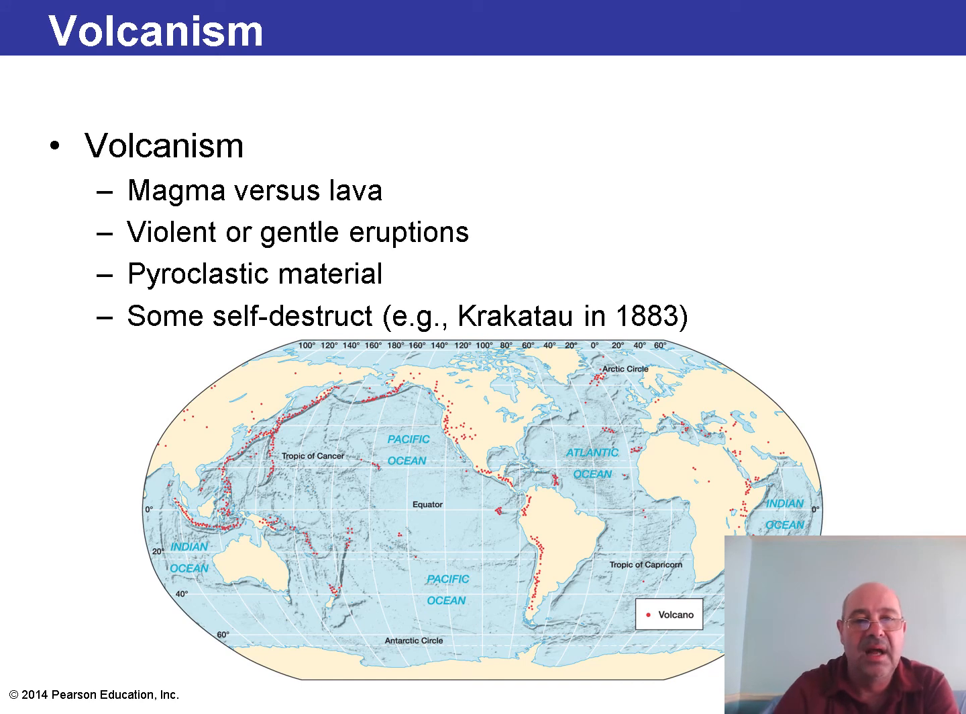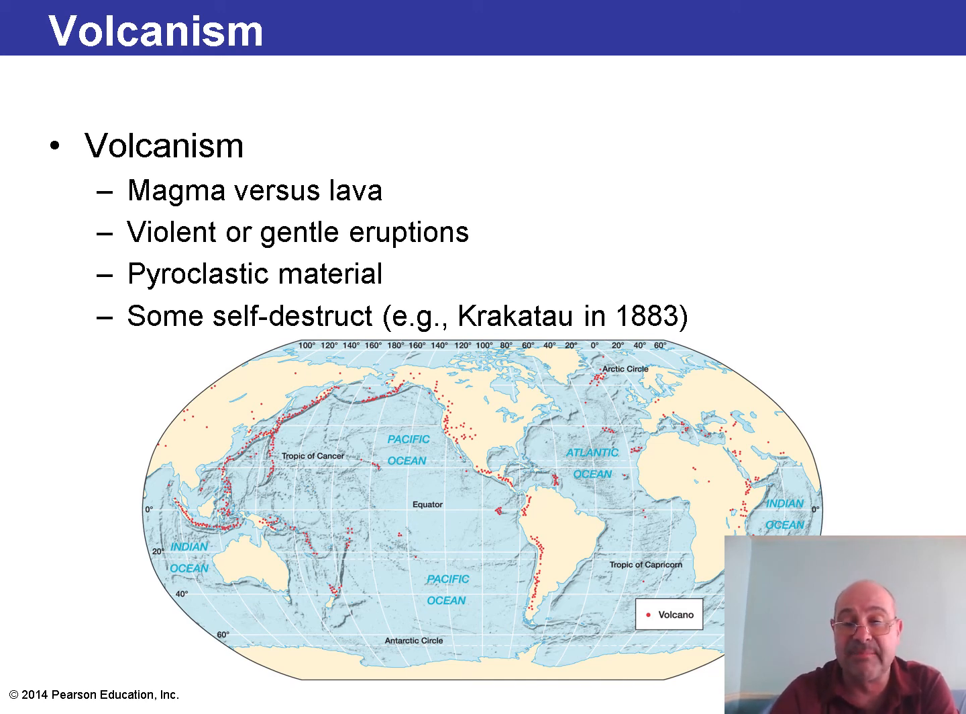All right. Magma versus lava. We already went over this. Magma within, lava on the outside. Okay. Magma is in a magma chamber. We can't see it. Once it boils out, it becomes lava. Violent or gentle eruptions. That depends on the amount of silicon that's in the magma. And we'll get into it here in a minute.